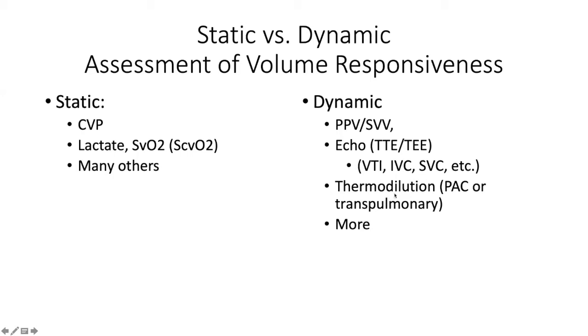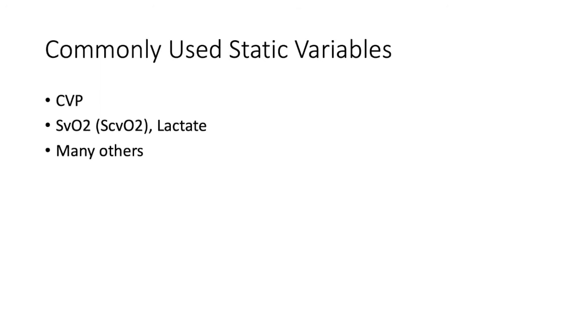And then thermodilution is probably the best validated measure of someone's cardiac output, but it can be a little bit labor intensive and requires some calibration. So we'll just jump right in. The commonly used static variables are these that we will go through.